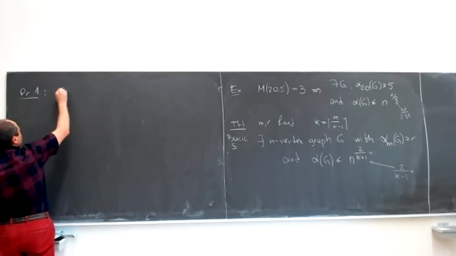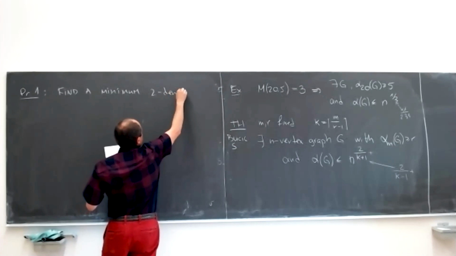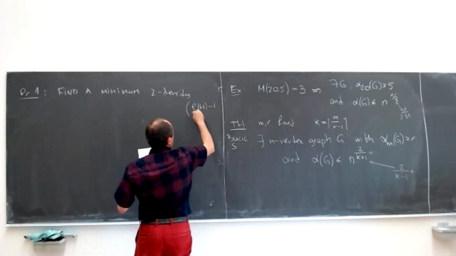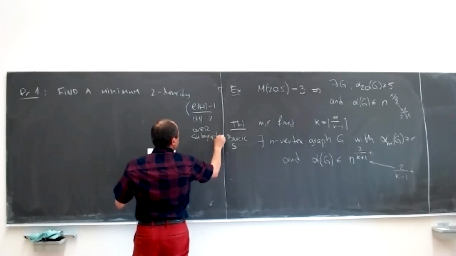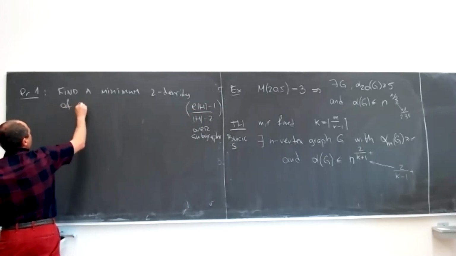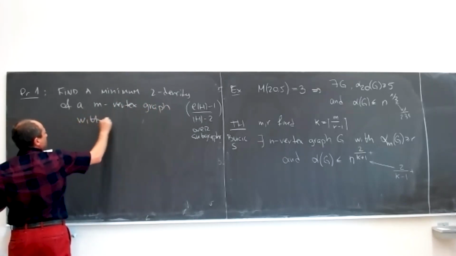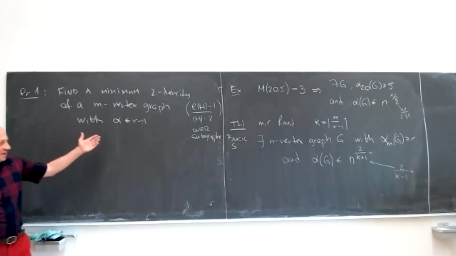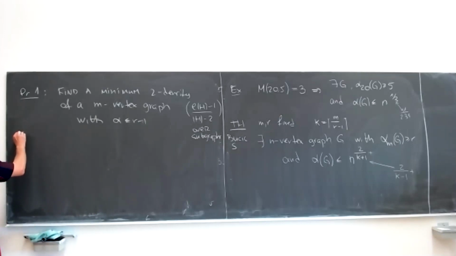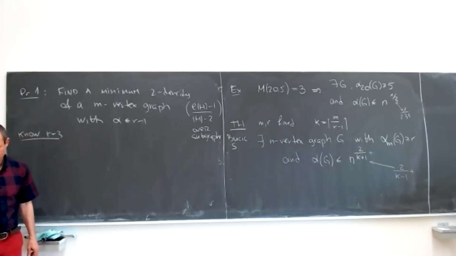which says: find a minimum 2-density. And let me remind you, it's again (e(H) - 1)/(v(H) - 2) over all subgraphs of an m-vertex graph with alpha at most r - 1. So that's the question. Find it, characterize extremal examples. We know how to solve it for r equals 3. We have some estimates in general, but I think it's a very interesting question. This is problem number 1.